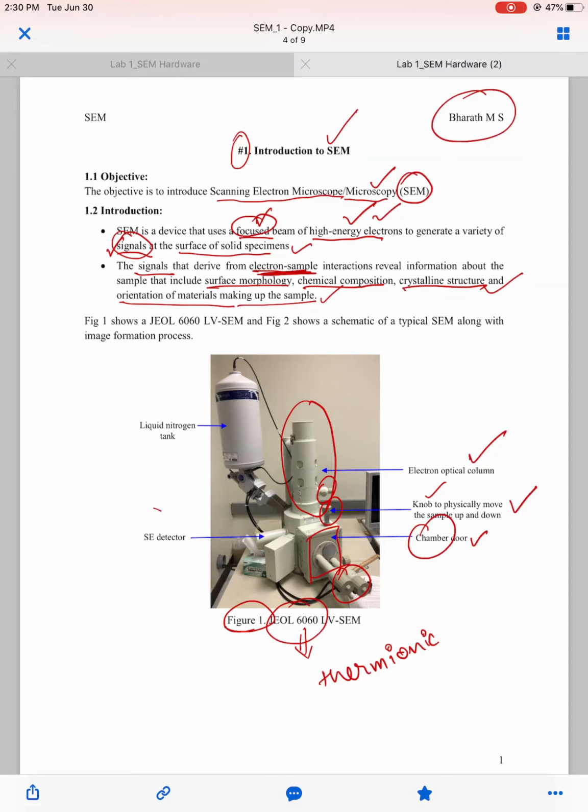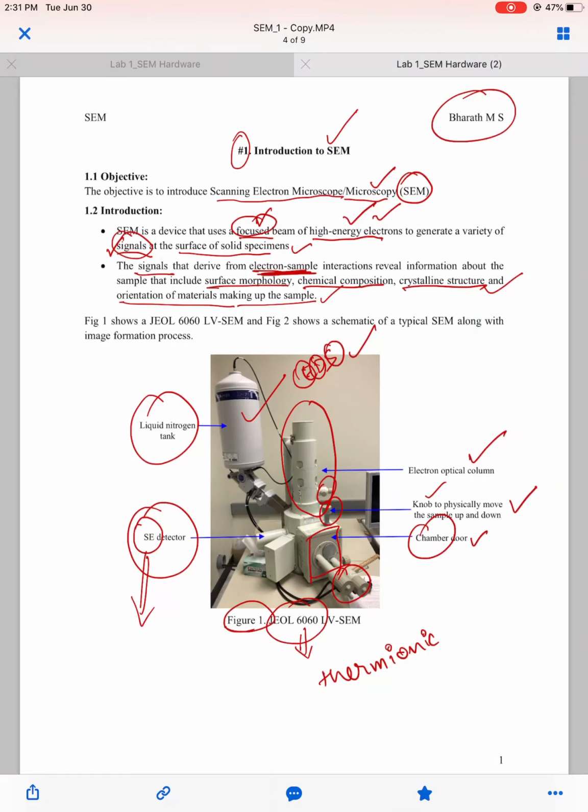And there can be so many detectors depending on what signals we want to detect. So basically what is shown here is an SE detector, which is a secondary electron detector, and there is a liquid nitrogen tank for EDS analysis. Energy dispersive spectroscopy, we'll see again what it is in the later chapters.